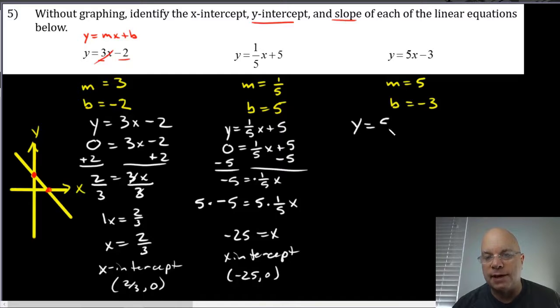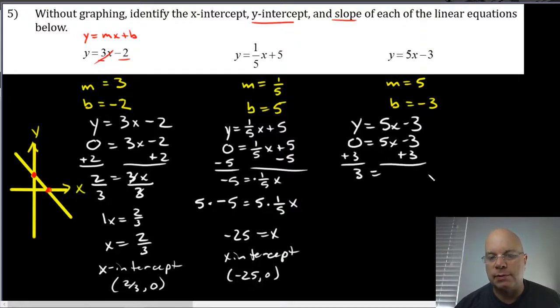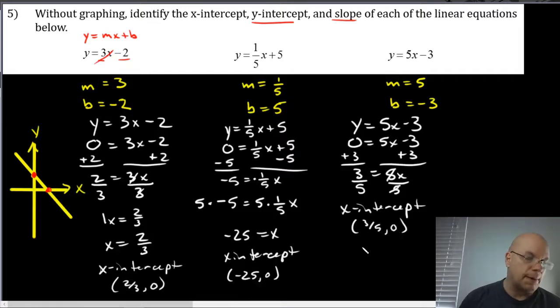Lastly, y equals 5x minus 3. We set y equal to 0 to find the x-intercept. 0 equals 5x minus 3. I add 3 to both sides of the equation, and I get 3 is equal to 5x. Divide both sides of the equation by 5, and you get x equals 3/5. So this x-intercept would occur at 3/5, 0, that ordered pair.